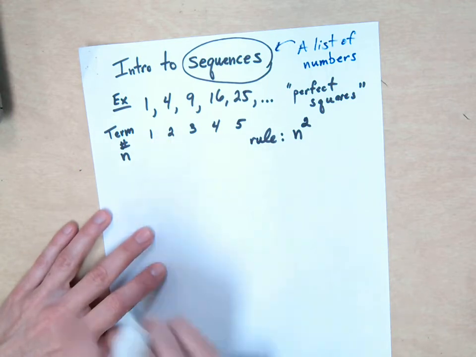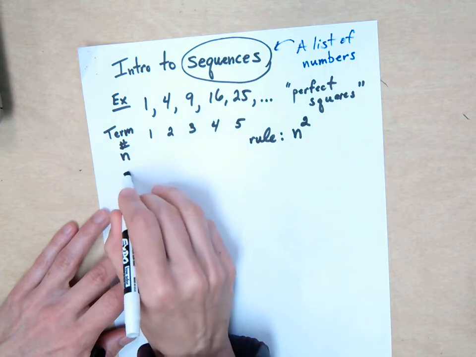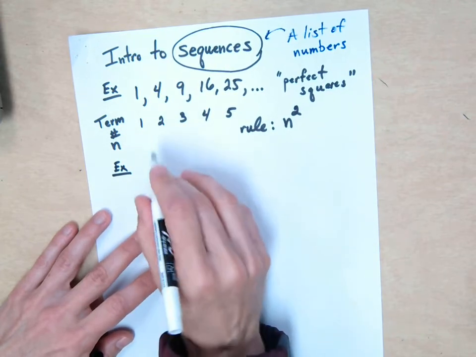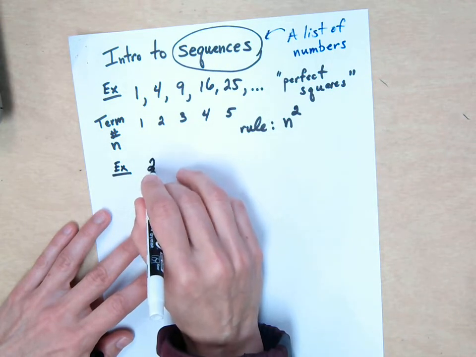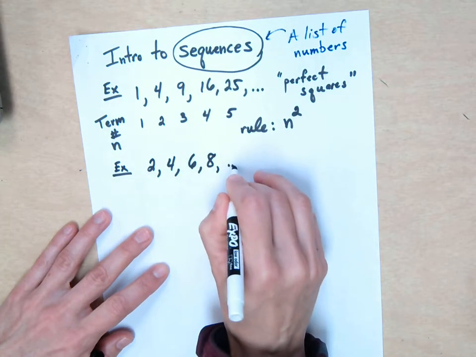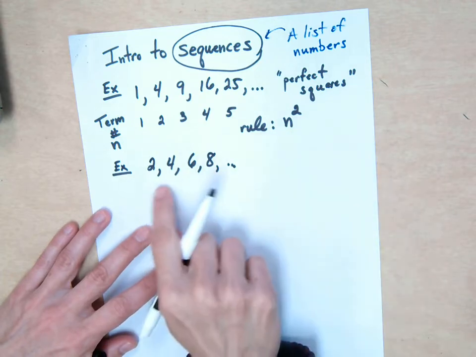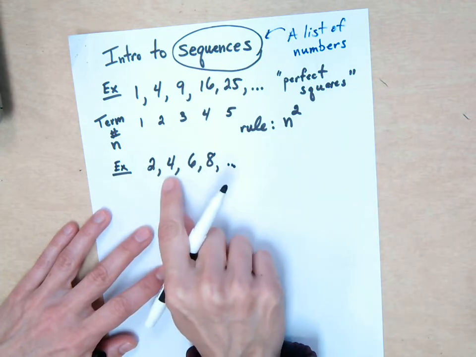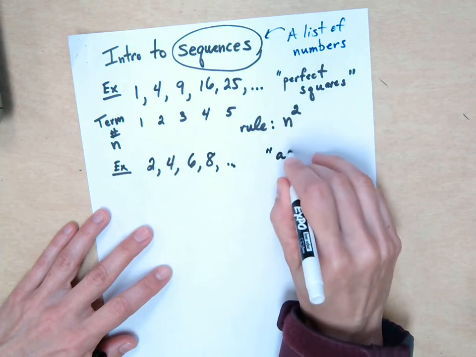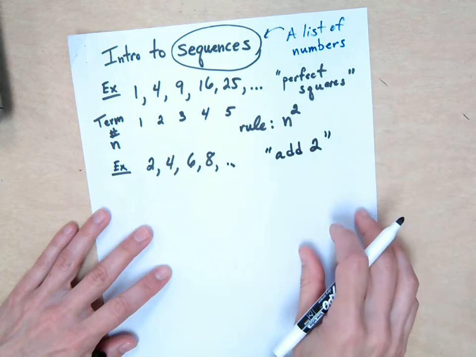Okay, so that's a sequence. Let me give you another example of a sequence. Here's an example that you probably heard before: 2, 4, 6, 8. Who do we appreciate? 2, 4, 6, 8. So you can see, how are you going from one term to the next? Well, you're adding 2 each time. So you can write a description: add 2 each time.